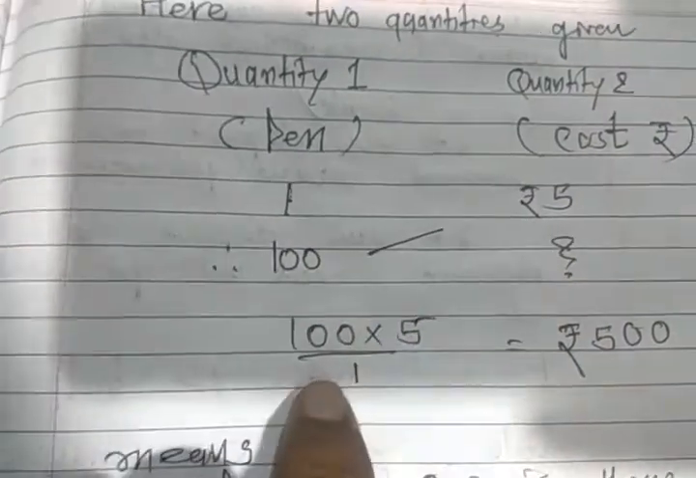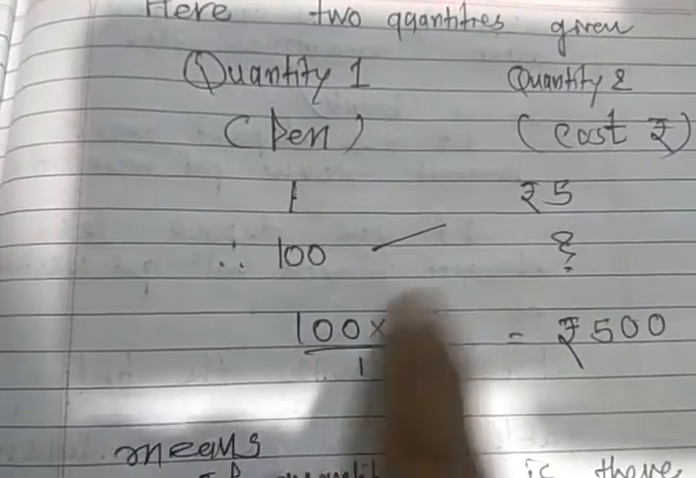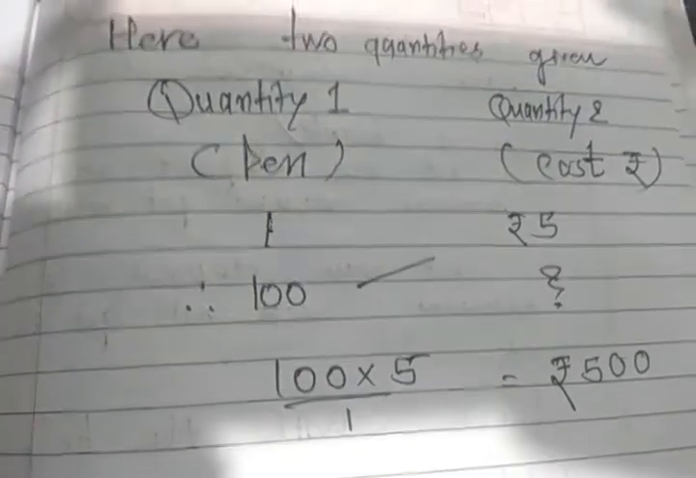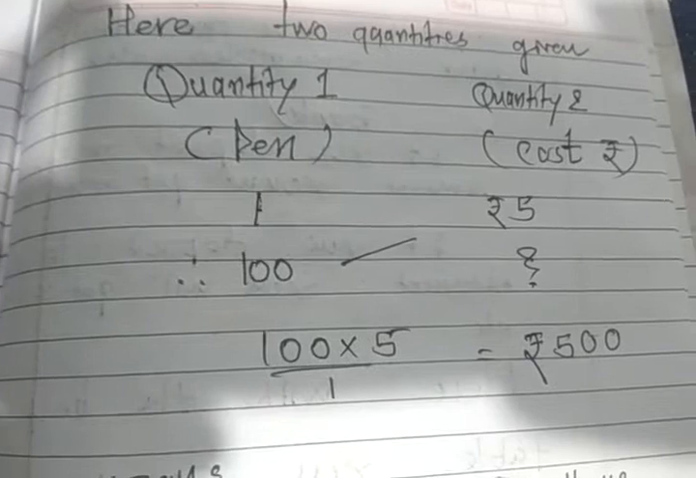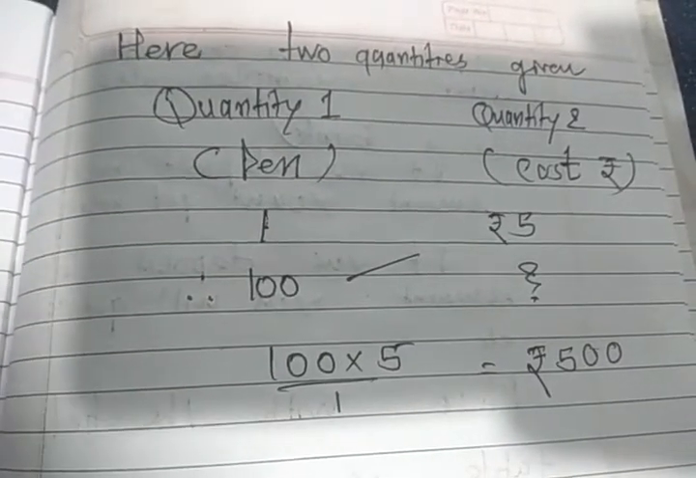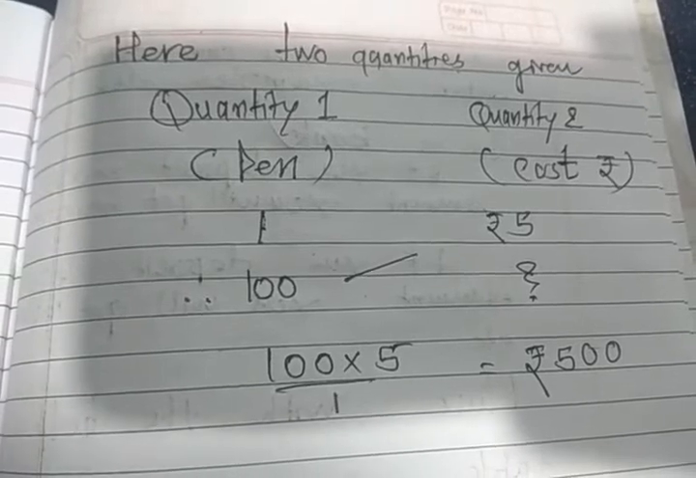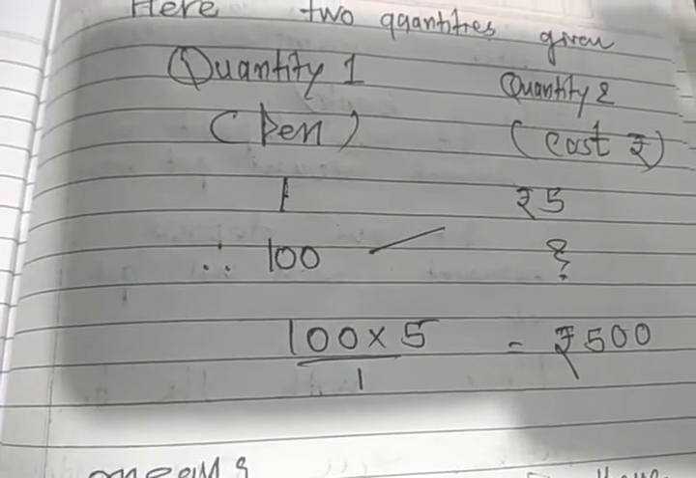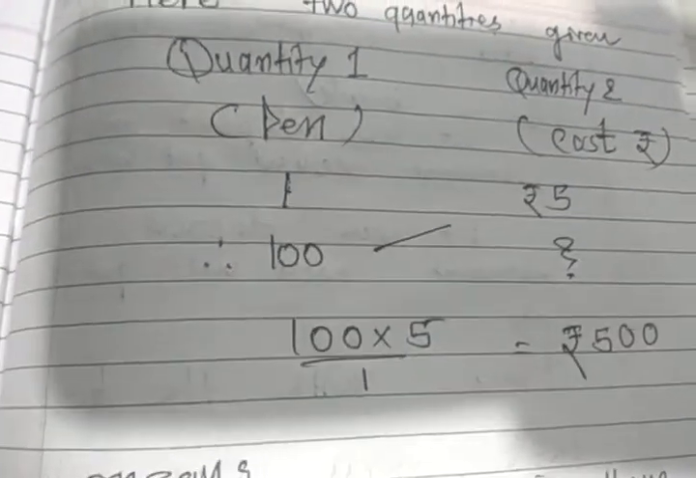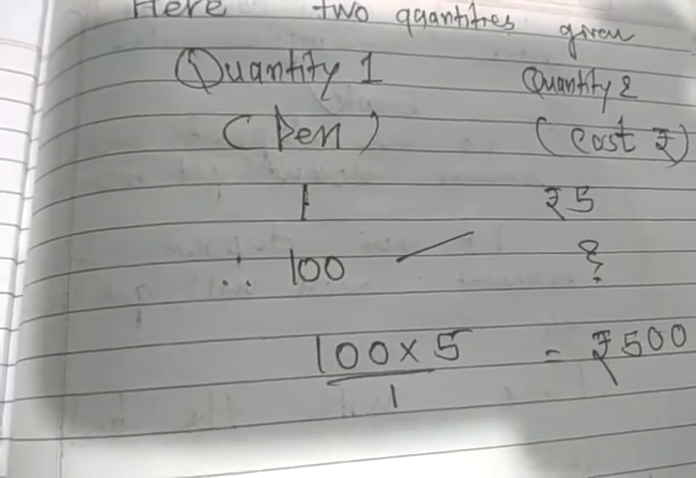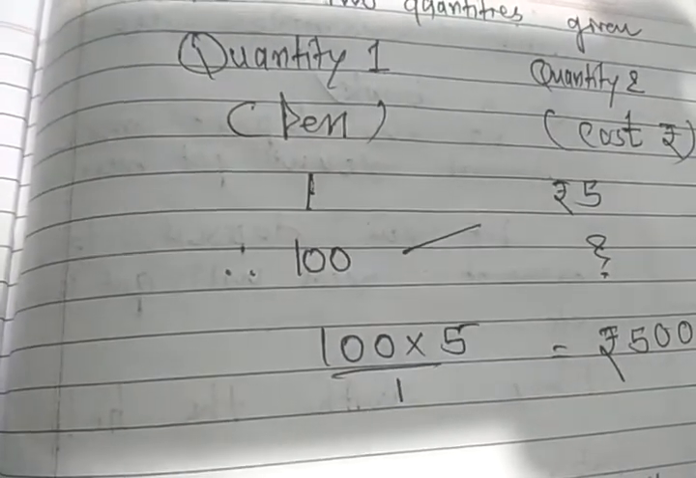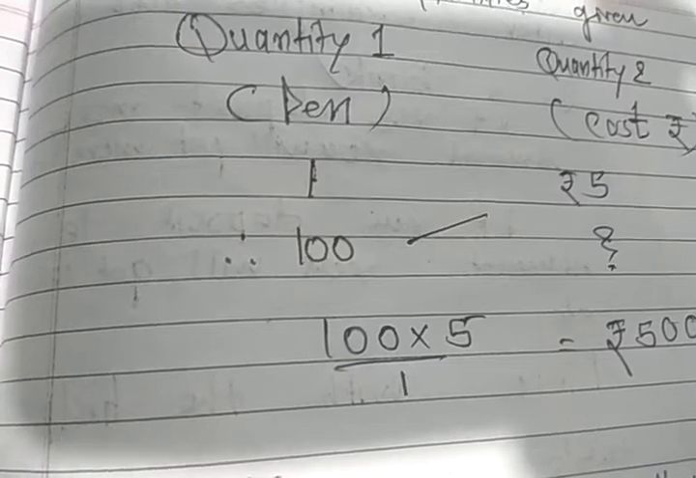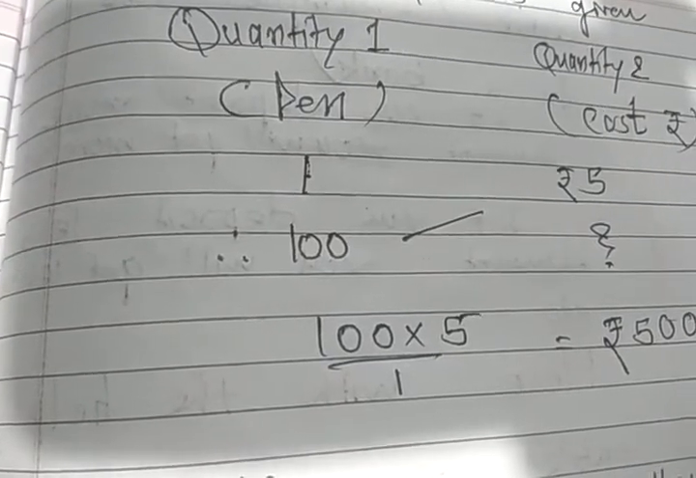So when you count this, you can simplify. 100 5s are 500 rupees. It means that, students, if you want to find the cost of 50 pens, then 50 pens cost will be 250 rupees. When the number of pens increases, the cost increases. When the number of pens decreases, the cost decreases. Means one quantity increases, the other quantity also increases. One quantity decreases, the other also decreases. It means that if you find such situations, it is known as direct proportion.